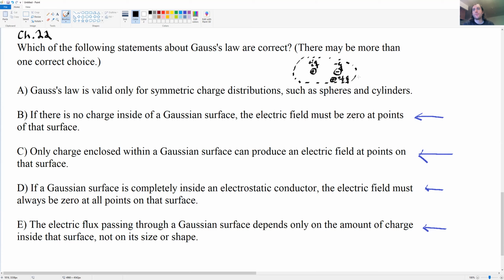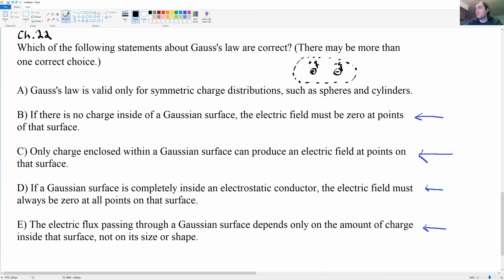All right, B. If there is no charge inside of a Gaussian surface, the electric field must be 0 at points on that surface. Well, that's not true. Take a look at this dipole again, right? We have a plus Q and a minus Q. We draw a Gaussian surface around these two charges. You have to think about this as a three-dimensional surface, so it's coming out of the screen and going back behind the screen as well. The net flux there is zero, but the electric field is not zero.